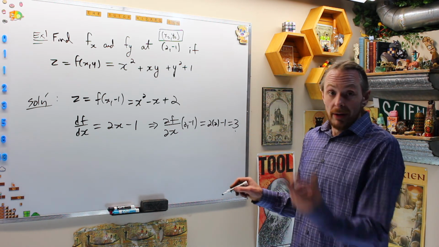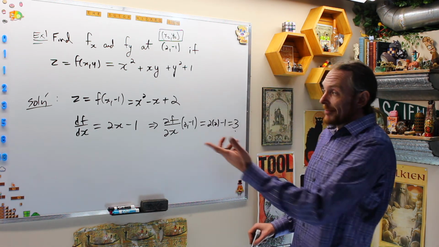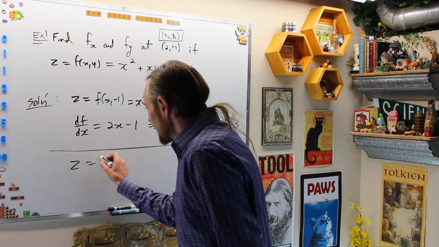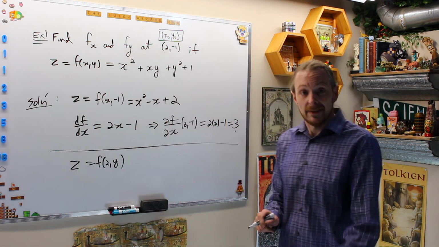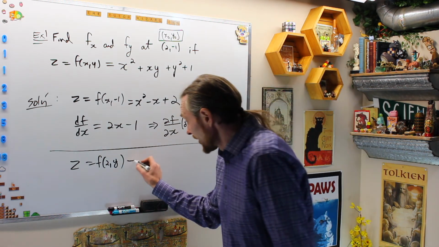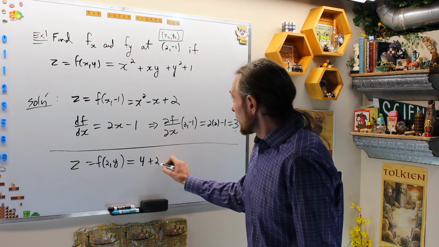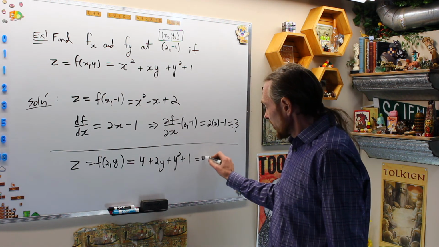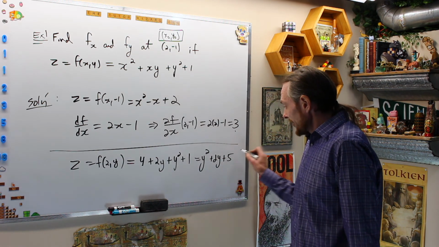What do I do for the partial derivative of f with respect to y at this point? I do the same thing. This time now z is f of (2, y). This one we didn't do yet, so let's do this. I put 2 wherever x is. That gives me 4 plus 2y plus y squared plus 1, which gives me the quadratic y squared plus 2y plus 5.